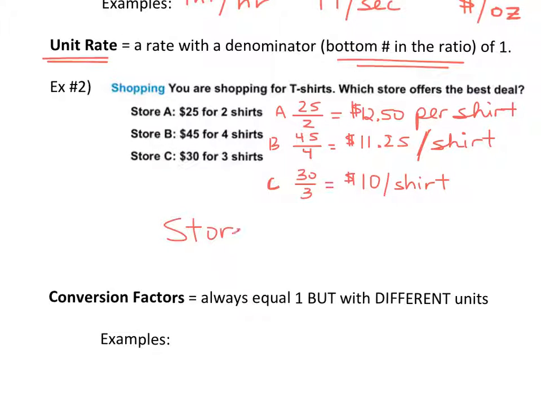What about the quality? I didn't say we're looking for quality. We're looking for the best deal. Okay. So store C would offer the best deal. All right. Keeping in mind that a unit rate is something divided by 1, something over 1. So that's why when we divide this, that gives us 12.50 over 1, 11.25 over 1, 10 over 1, right? That is your unit rate. It's per one shirt. Okay? Questions on that?